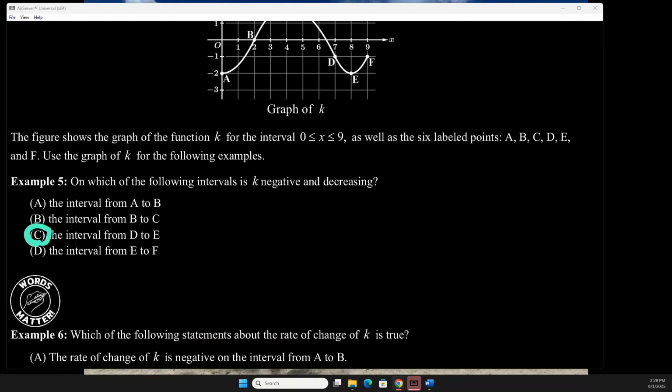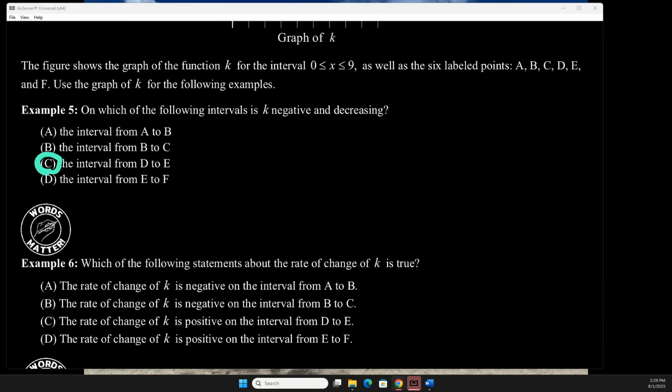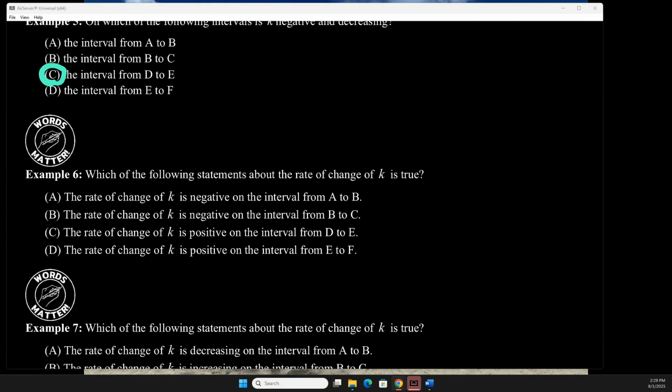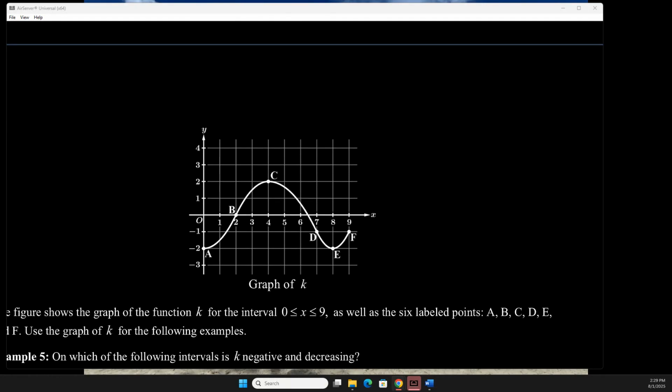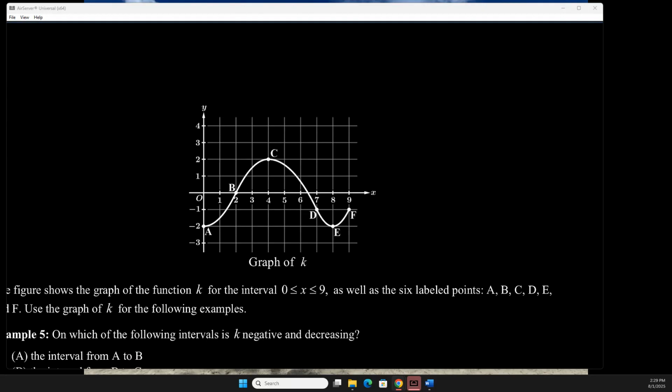Alright, the rest of these are kind of hard for me to do because I have to flip around. So on example 6, 6 and 7 are all about the rate of change. So be careful. Don't answer questions about the function when it's about the rate of change. So we want to know what is true about the rate of change. So A says that the rate of change of K is negative.